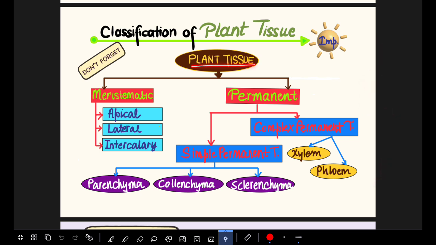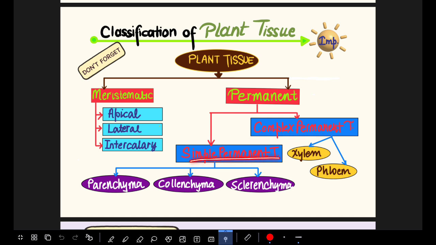Now plant tissue can be mainly classified into meristematic tissue and permanent tissue. Meristematic tissues have the dividing capacity, so they are dividing tissues. Whereas permanent tissue, as the name suggests, is permanent. They do not have dividing capacity. Based on location, meristematic tissue can be divided into apical, lateral, and intercalary meristem. Permanent tissue can be divided into simple permanent tissue and complex permanent tissue. Simple permanent tissue, as the name suggests, has a simple structure. It is made up of only one type of cell, whereas complex permanent tissue is made up of more than one type of cell, which makes its structure very complex.